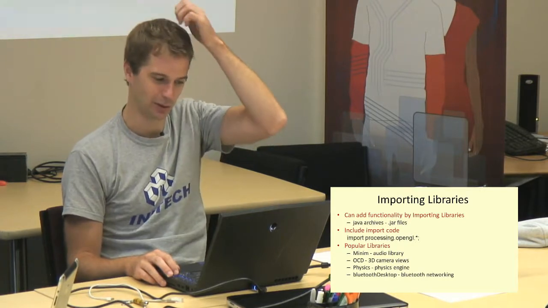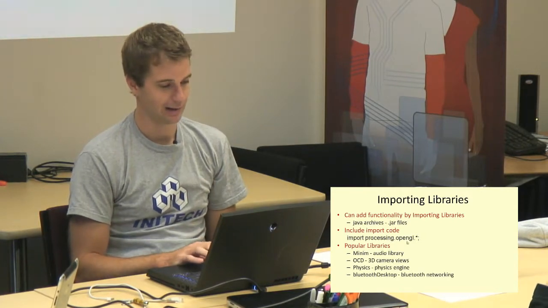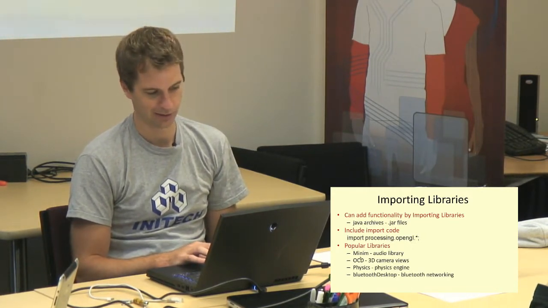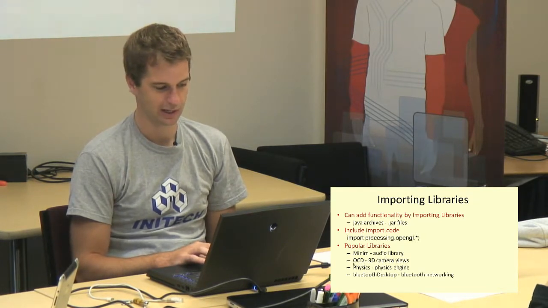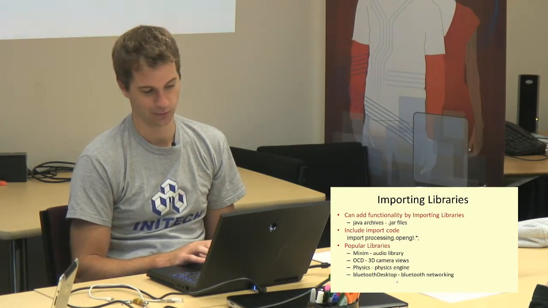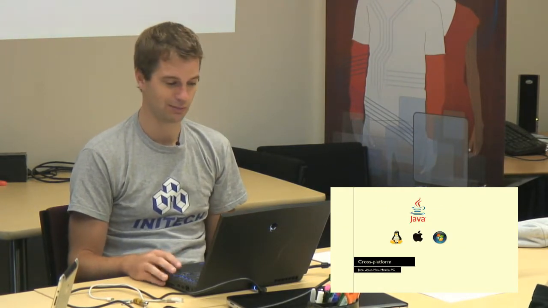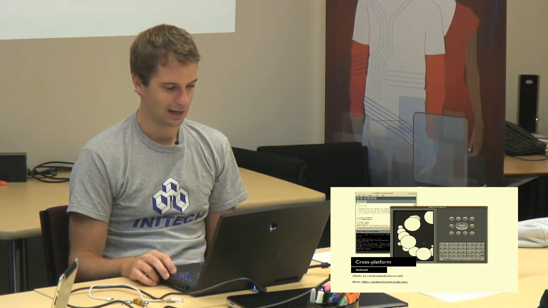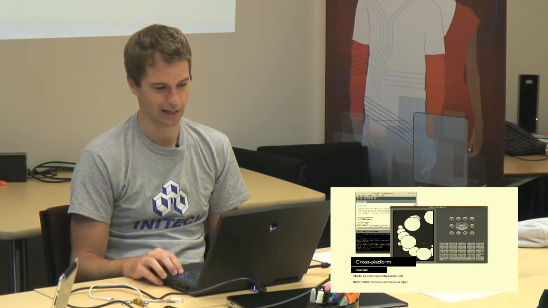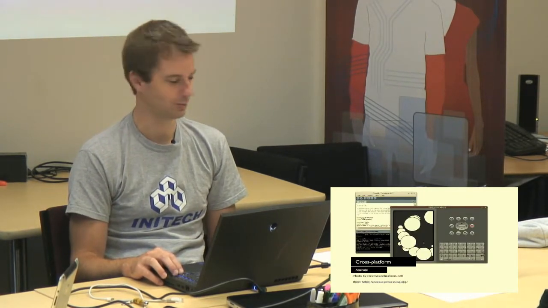Yeah, so adding functionality by importing libraries. Their jar files run on Java. They've got things like OpenGL, some popular libraries. We have Minim, which is an audio library, OCD, which does 3D camera stuff, I guess, Physics, which is a physics engine, and Bluetooth Desktop, which allows you to network with Bluetooth devices and all that sort of stuff. It's cross-platform, so because it's Java, it runs on Linux, Mac, mobile, and PC. Mobile being mobile phones which support Java, obviously. There's an example of it running on the Android simulator. Theoretically, it will run on an Android phone without too much trouble as well.